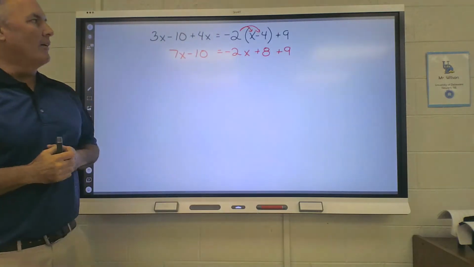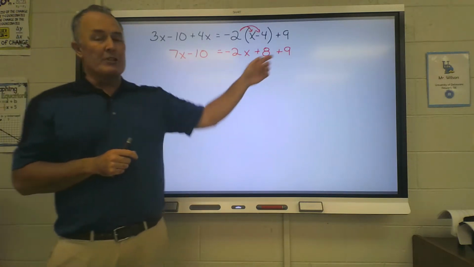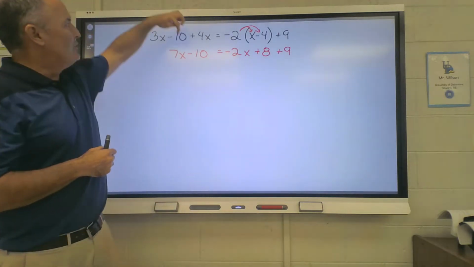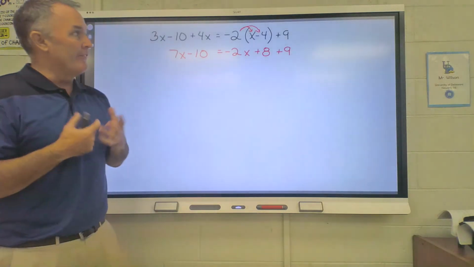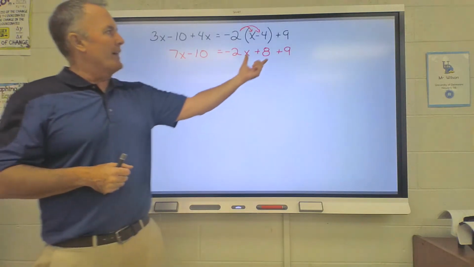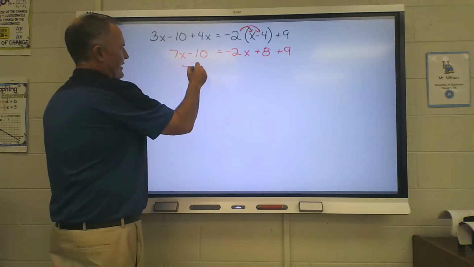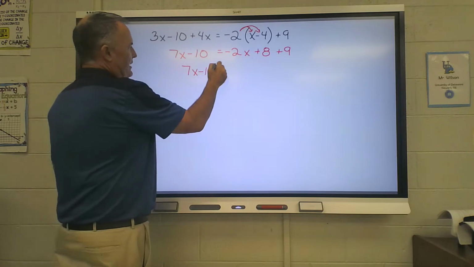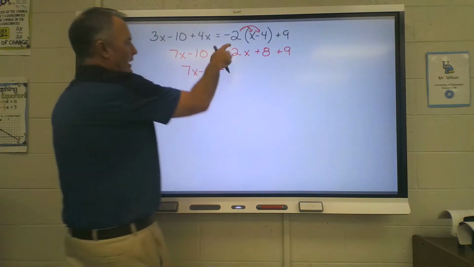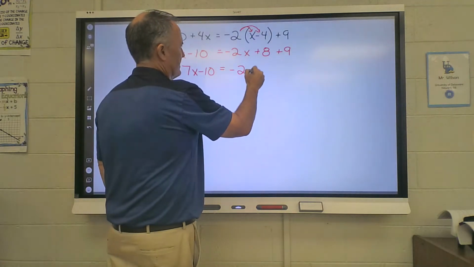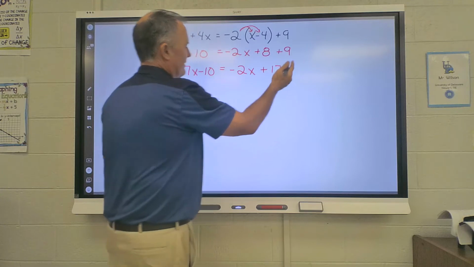All right, so we use the distributive property. We got negative 2x plus 8. We drop down our 9. Now, just like over here, like we combined the terms with the x and the variables attached to them, we can now combine these two constants together. So let's rewrite this as 7x minus 10 because we're not doing anything at all with the left side on this step. I still got my negative 2x, and then 8 plus 9 is 17.